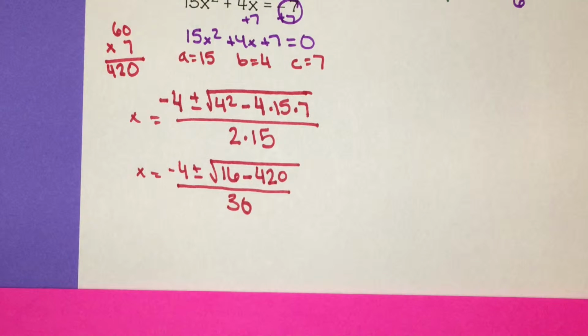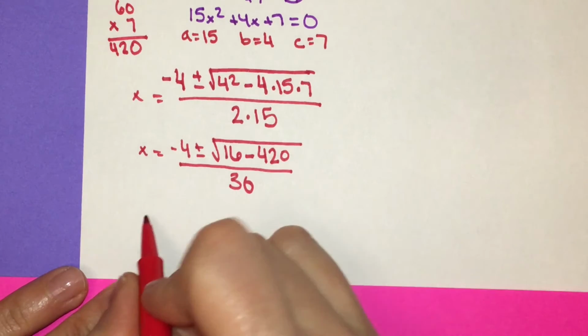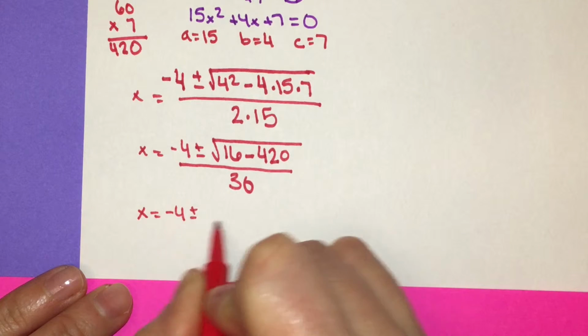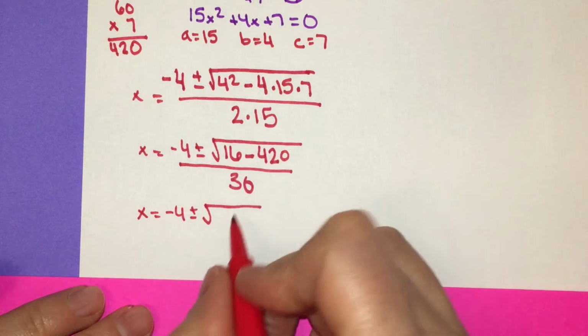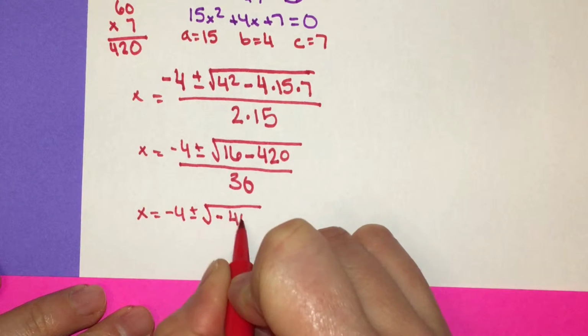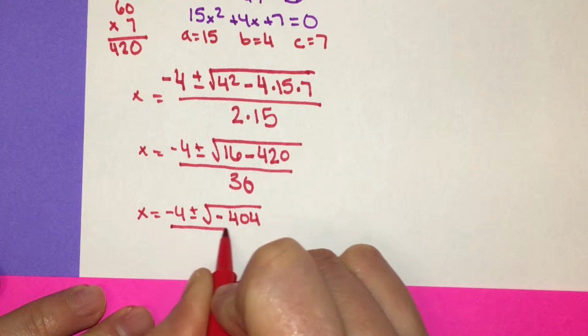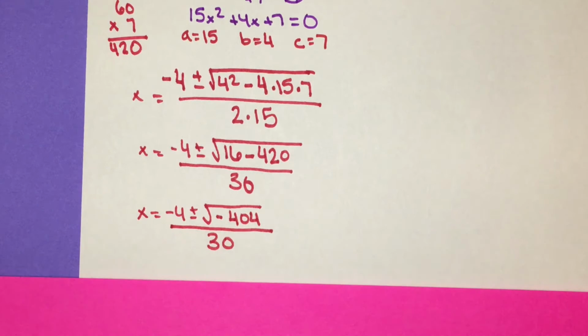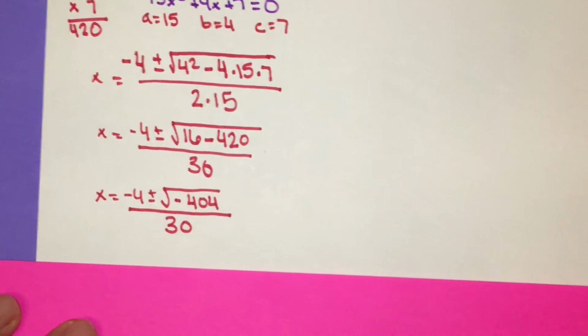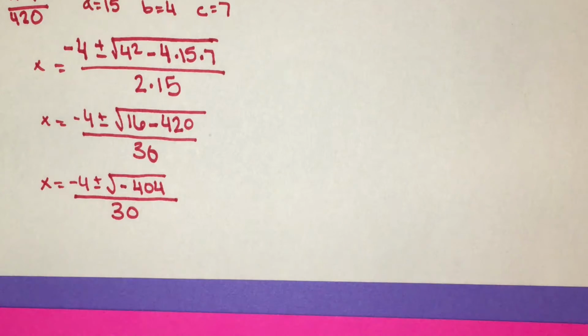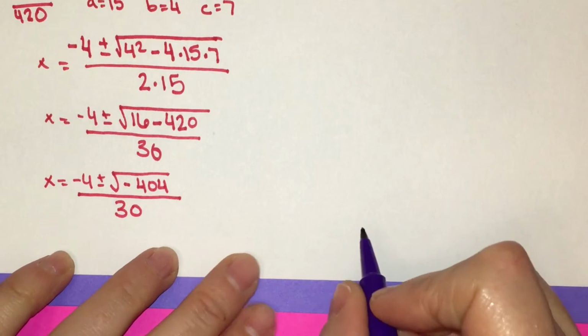All right, so now I still need to continue reducing. So I have x equals negative 4 plus and minus square root. All right, so we have 16 minus 420 gives me negative 404 over 30. All right, I have to continue simplifying. I can simplify the square root of negative 404. I'm going to do a little work over to the side just so it doesn't interfere with the rest of my work.